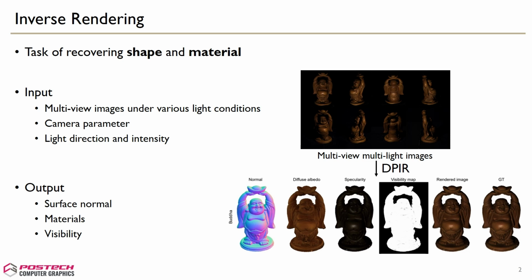Inverse rendering is the task of recovering the shape and material properties of a given object. To achieve this, we use multi-view images captured under various lighting conditions. These diverse lighting angles provide the necessary reflectance information to estimate a realistic bidirectional reflectance distribution function. Our approach reconstructs surface normals, material parameters, and visibility while considering self-occlusion based on the light direction.